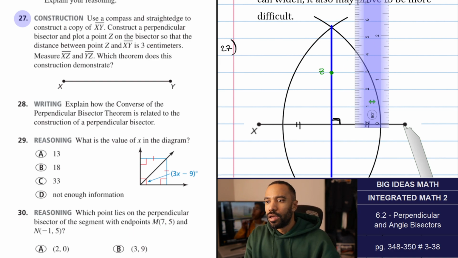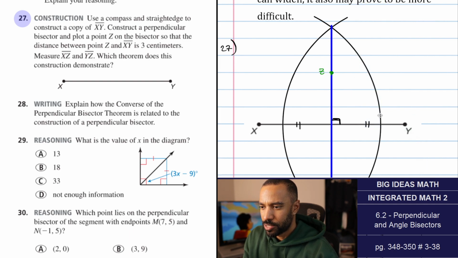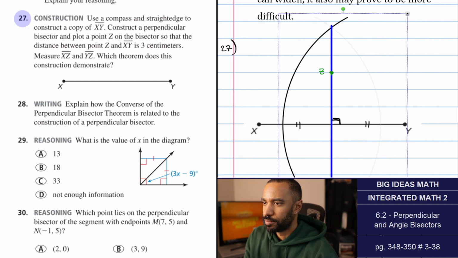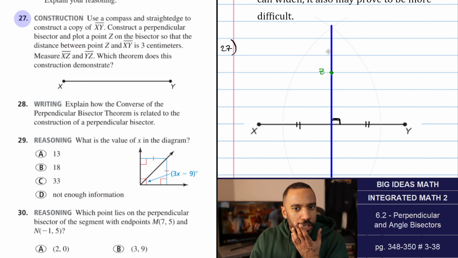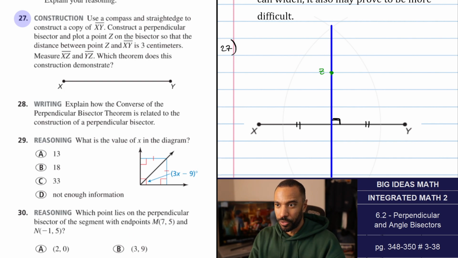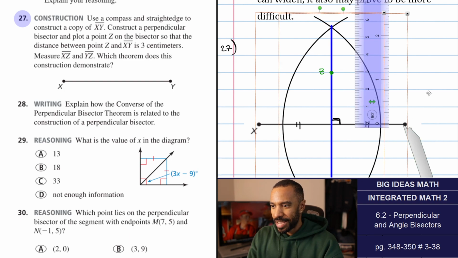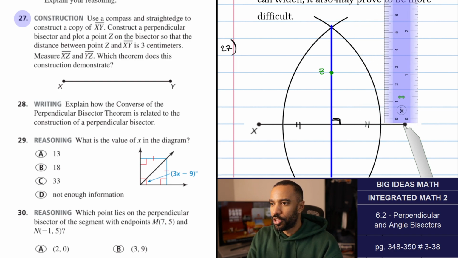Okay, let's get rid of the ruler. Let's get rid of the compass. Let's get rid of these arc marks even, or let's make them very transparent. Okay. Measure. Oh, I should have gotten rid of the ruler. Let's go back. Measure XZ and YZ. Which theorem does this construction demonstrate? Well, it's going to demonstrate the perpendicular bisector theorem.